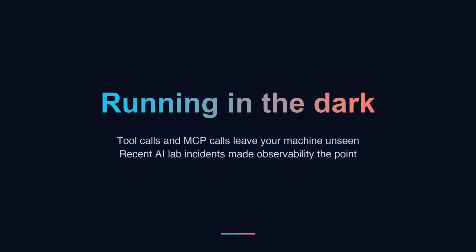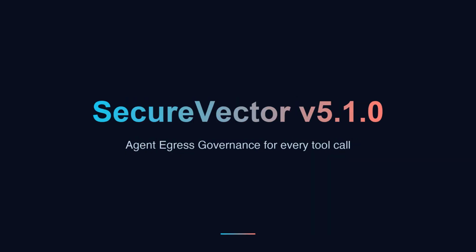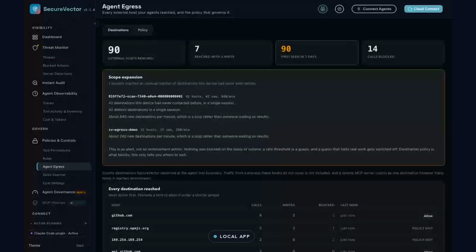Monitoring and observability are the backbone of any model or agentic system you build. Recent high-profile incidents across the major AI labs drove home how much it matters to actually see what your models are doing. The same logic applies to agents. Without observability, tool calls and MCP calls happen in the dark, and you have no way to triage issues or catch the unexpected ones until something breaks.